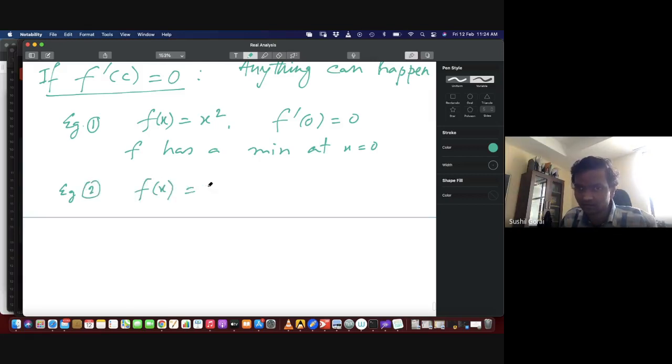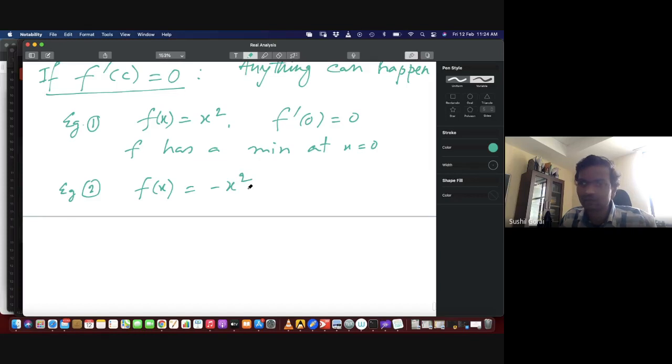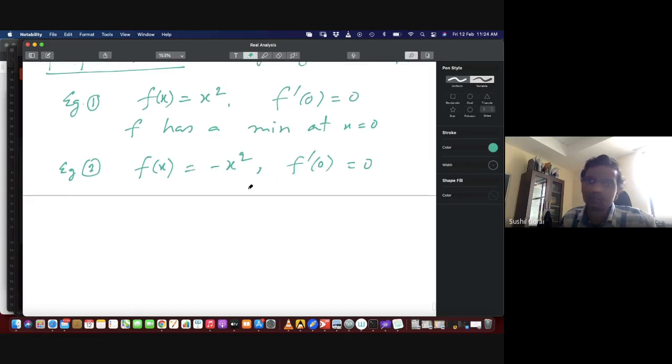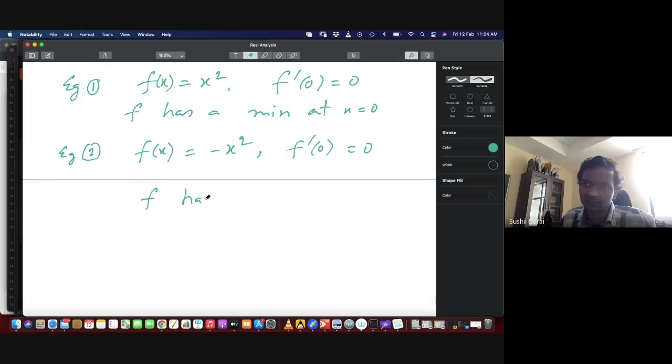Again, just look at f(x) equal to minus x squared. Here also f'(0) is 0, and here f has a maximum at x equal to 0.